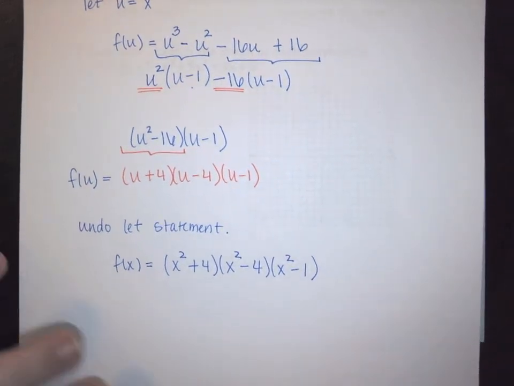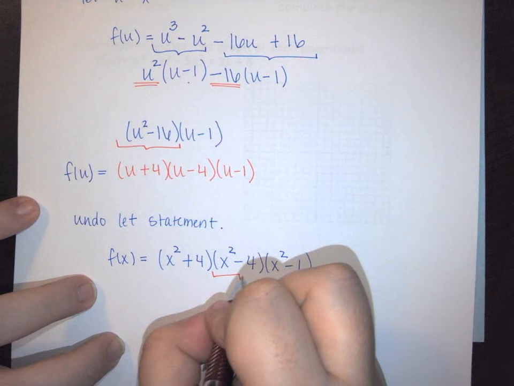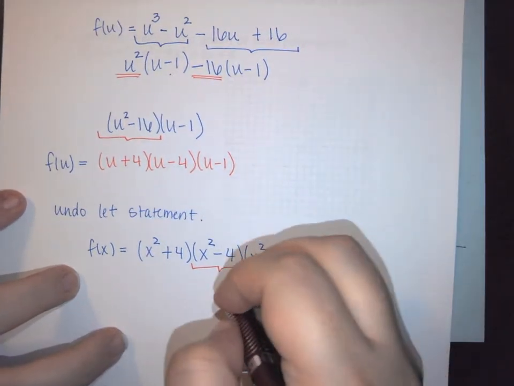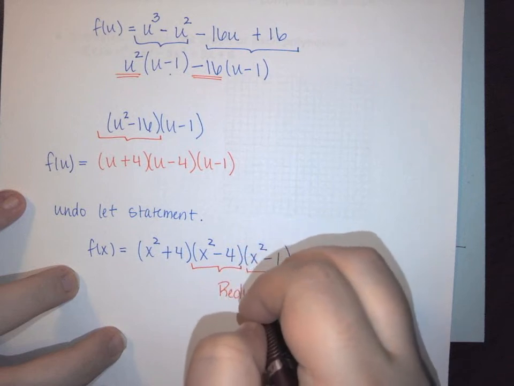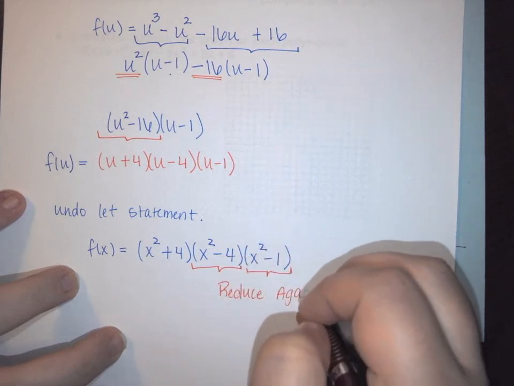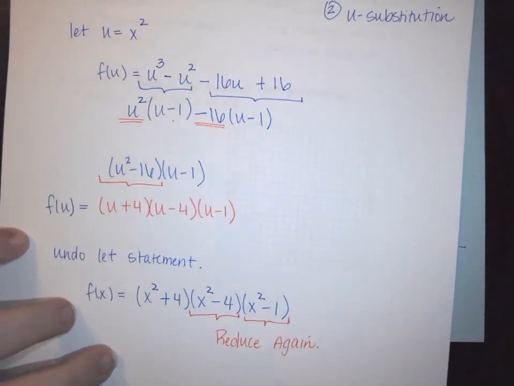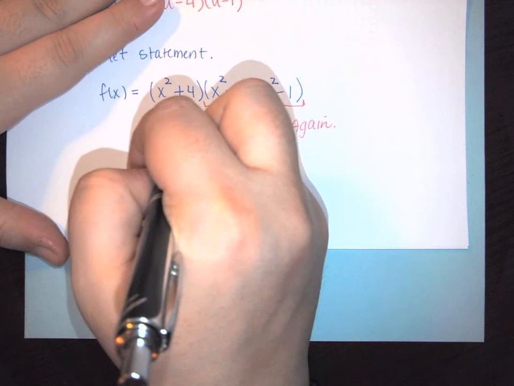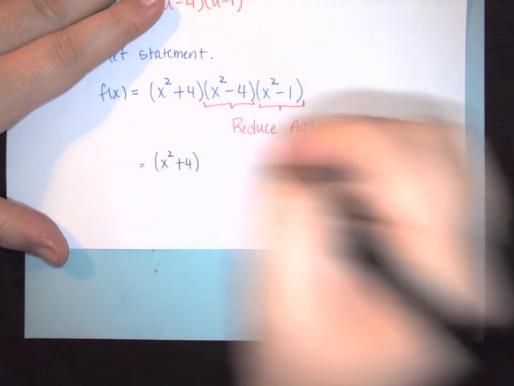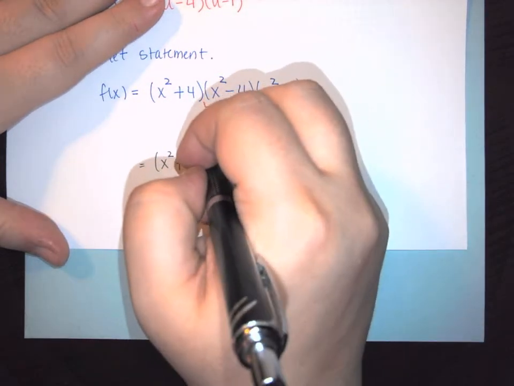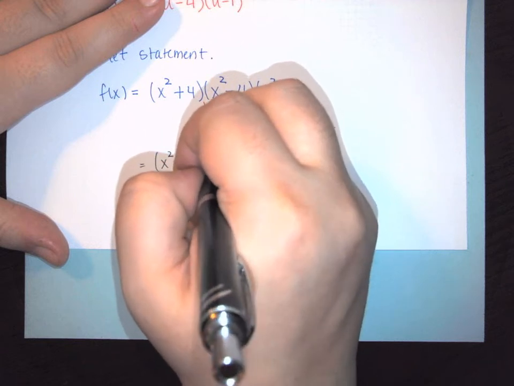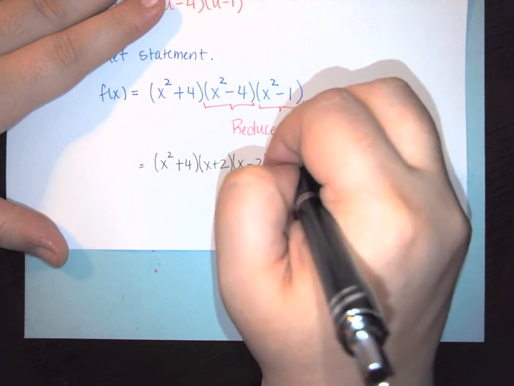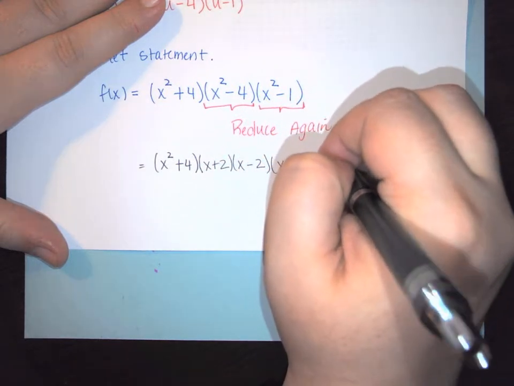Now, the last thing we have to do is recognize that we have two factors that can reduce further. So we have to reduce again. Here we're going to end up with x squared plus 4, then we're going to have x plus 2 times x minus 2 times x plus 1 times x minus 1.